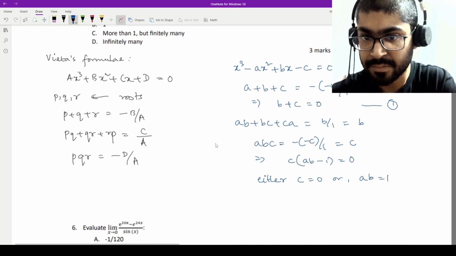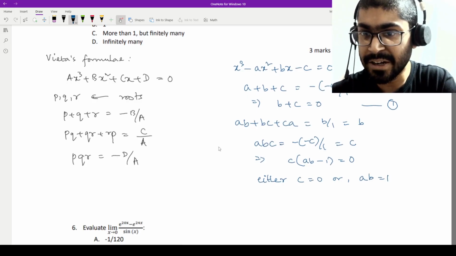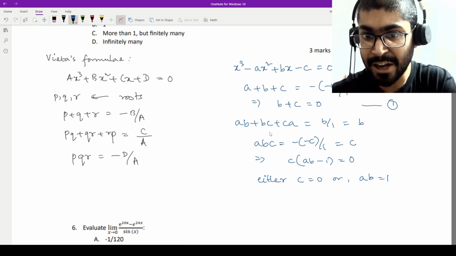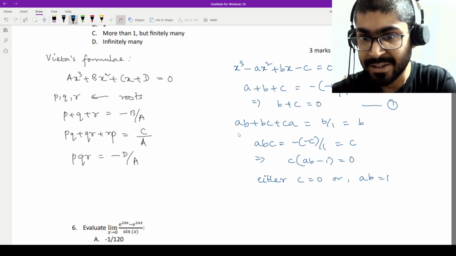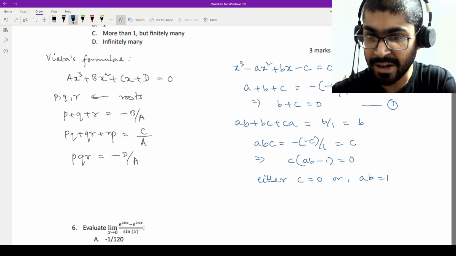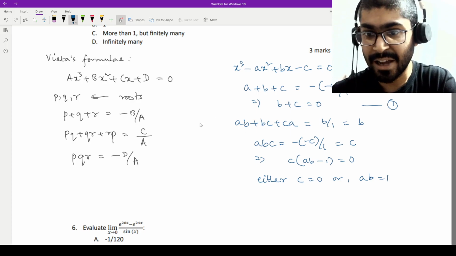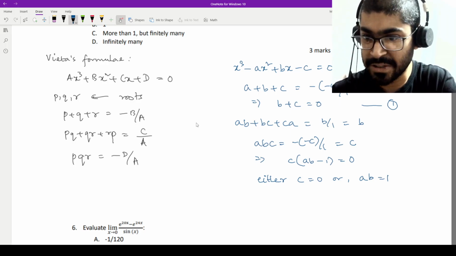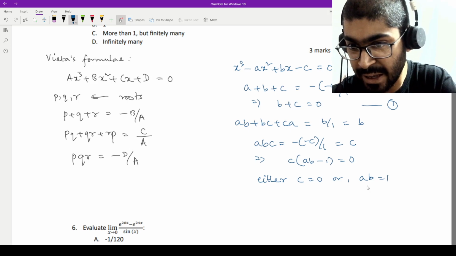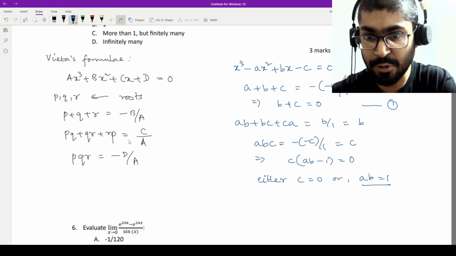If c equals 0, then b turns out to be 0 as well, right? From equation 1. If c and b both are 0, then everything becomes 0, right? A vanishes and we do not get any values, so c cannot be 0. Therefore we have ab equal to 1. This is the thing that we work with.